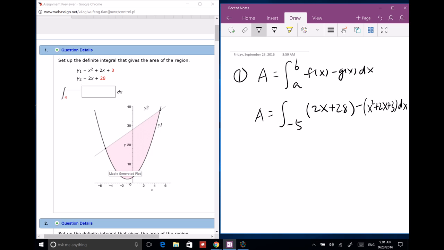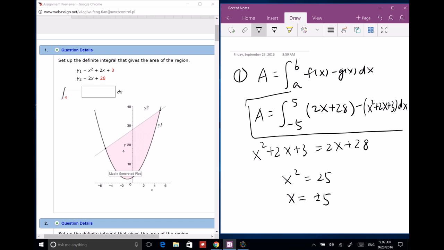Alright, then we have to find out the upper boundary. What is this point right here, the upper boundary? We know this point is -5, so we can solve. We set up x squared plus 2x plus 3 equals 2x plus 28. Then the equation becomes x squared equals 25, so x equals plus or minus 5. So the lower boundary is -5, the upper boundary is +5, and this is going to be your answer. Now you have to simplify the middle one. That's not really a hard problem.